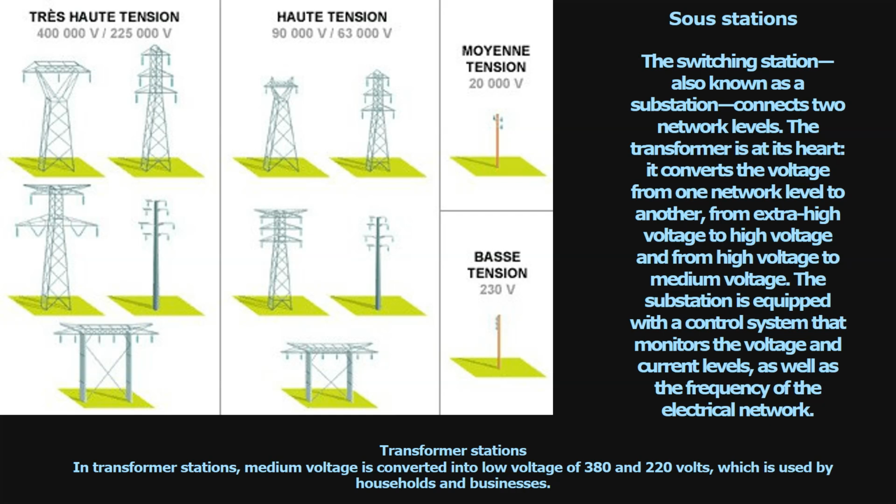To move from the very high voltage line to the high voltage line and the medium voltage line, we should have a switching station. So the switching station can step up, with a transformer increasing voltage for transmission, or step down for local or domestic use. So we can transform from this to this and from this to this.